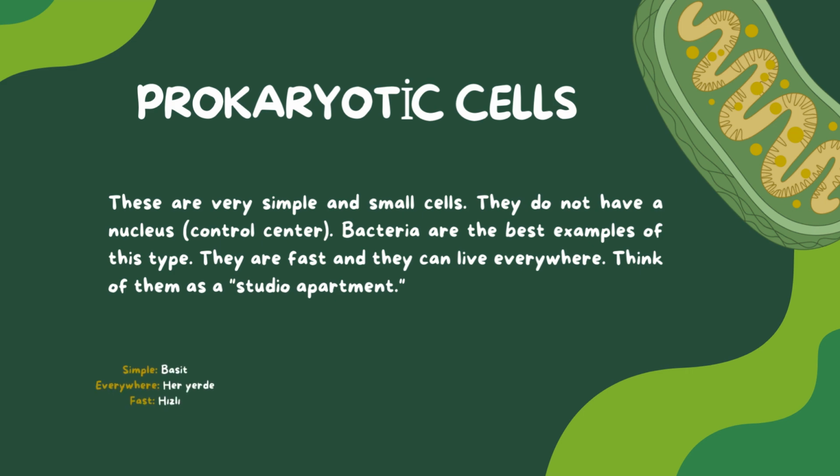Prokaryotic cells. These are very simple and small cells. They do not have a nucleus, the control center. Bacteria are the best examples of this type. They are fast and they can live everywhere. Think of them as a studio apartment.